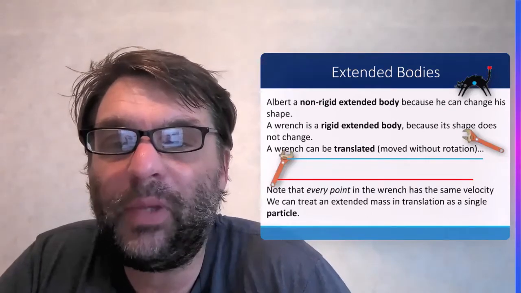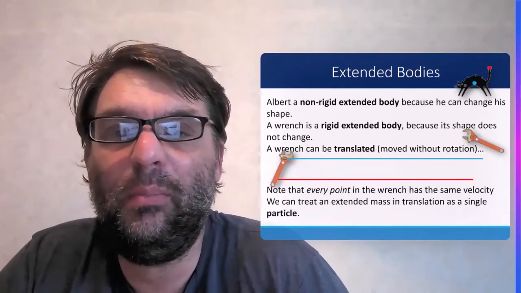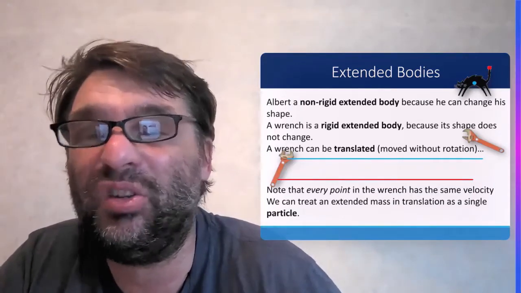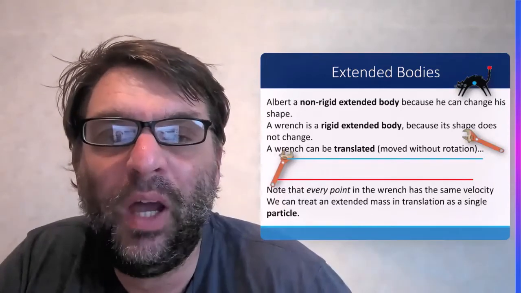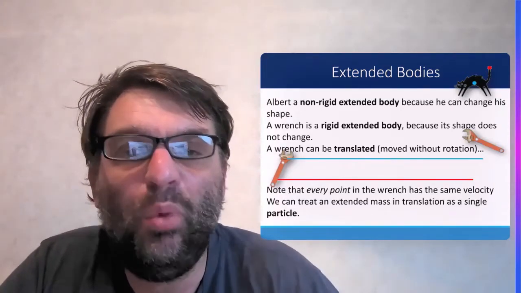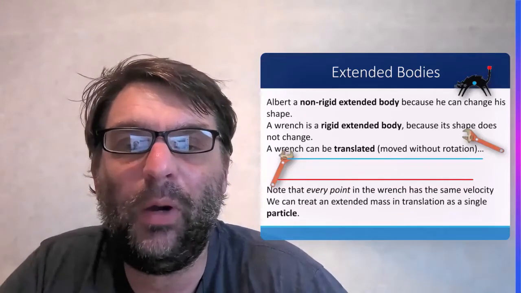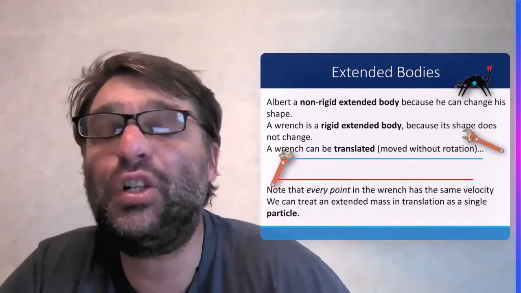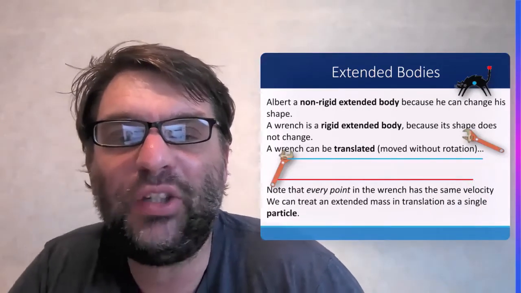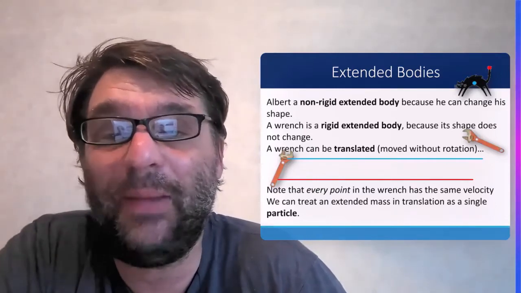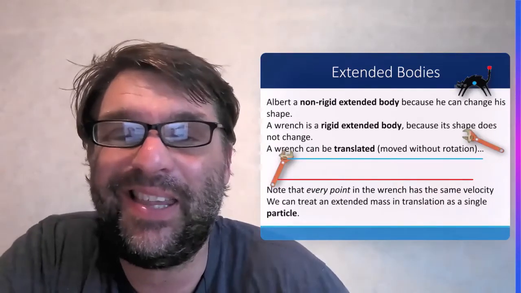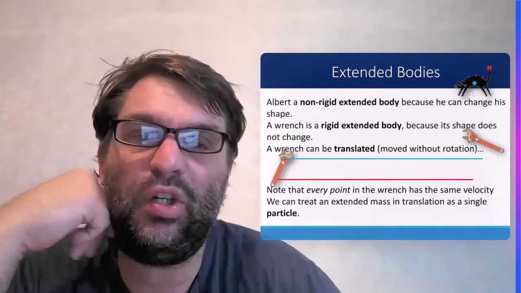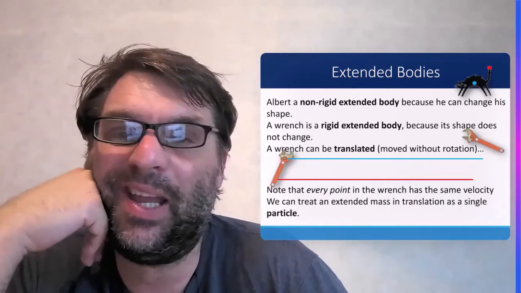Whereas a wrench is a rigid extended body, because its shape does not change. And in Level 3, we tend to focus on rigid extended bodies because the physics is a little bit easier. Okay, and you can also move a wrench, or translate it, across the slide without rotating it. Okay, and this is essentially what we did in Level 2 Physics. So you'll note that at every point the wrench essentially has the same velocity. So you can basically say that every point on a rigid extended body moving across the page can be considered basically a single particle.